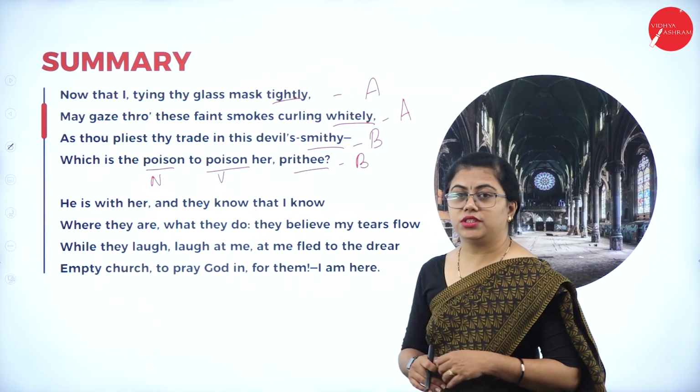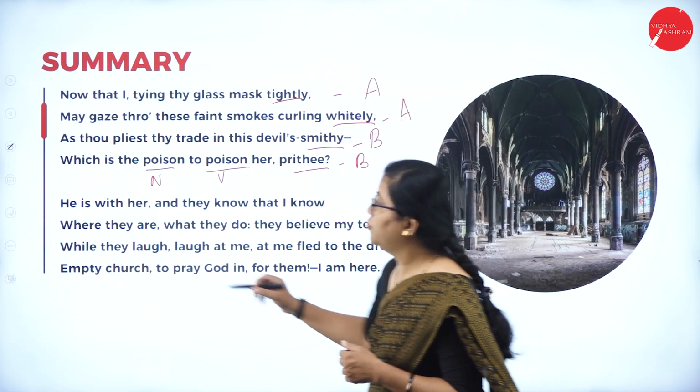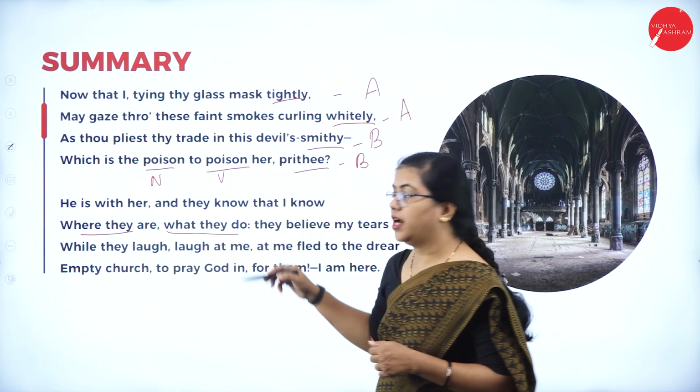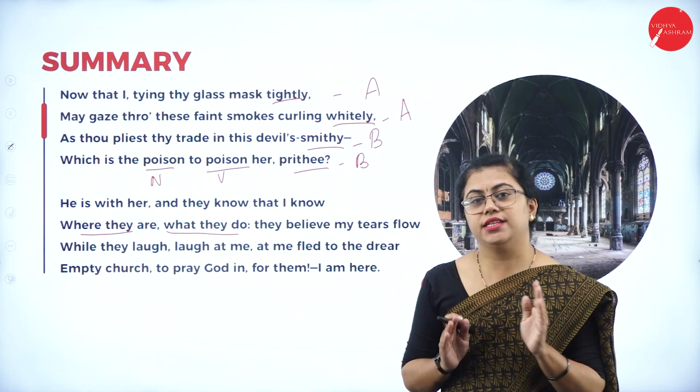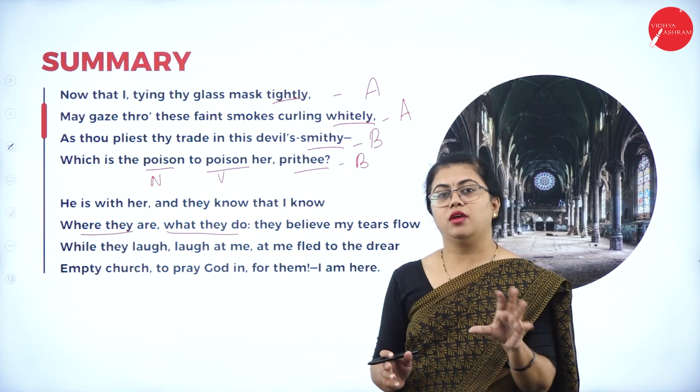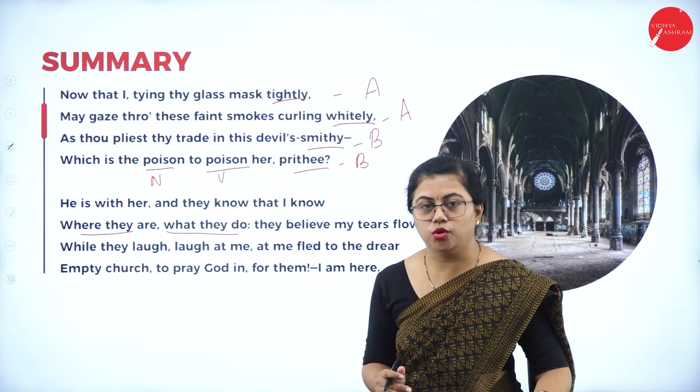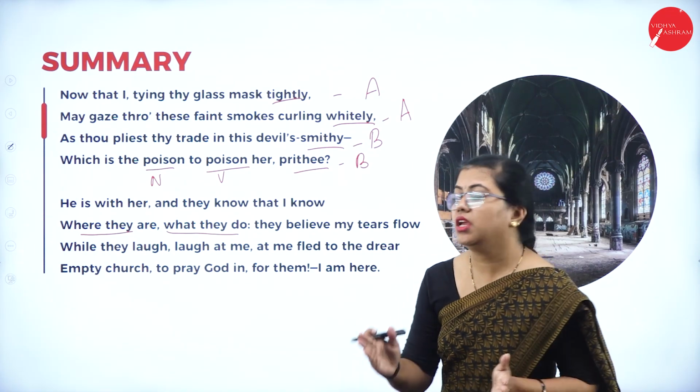Where they are, what they do. So she is aware of where they are and what they are doing. That means she is observing those two very closely. She has information about their whereabouts. Fine. What they are doing, where they are. So everything she knows there.